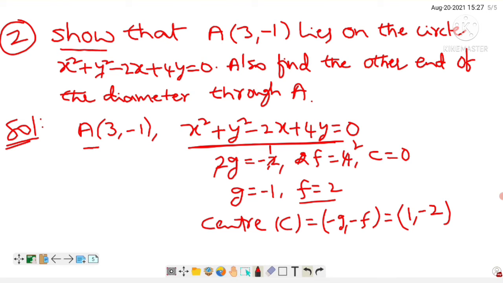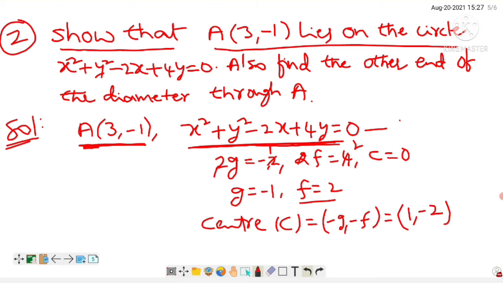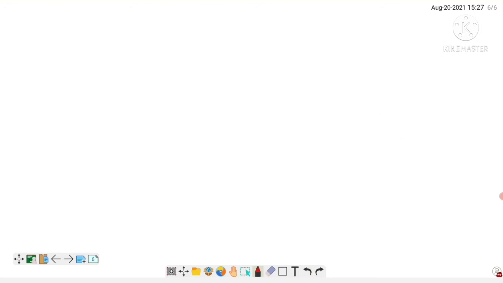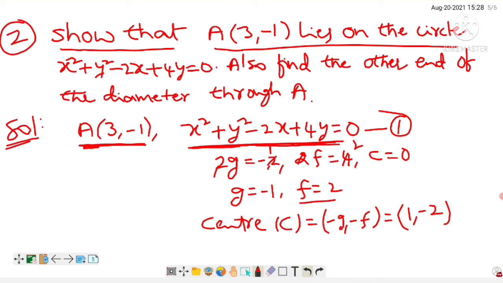Now, to show that A lies on the circle, substitute the given point into the circle equation. Let this be equation 1. Now put A(3, -1) in equation 1. That is x² + y². Substitute x = 3 and y = -1.